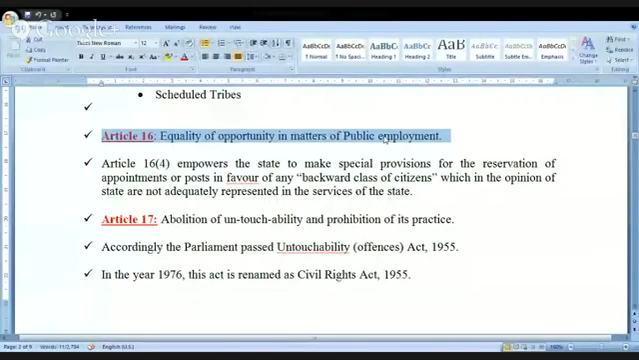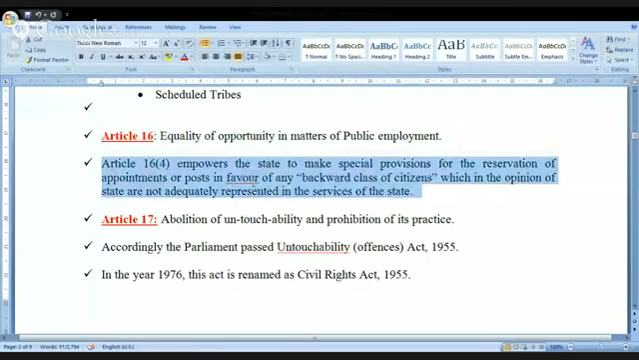This is one. But look at the same article in some other clause, that is Article 16, Clause 4. It empowers the state to make special provisions for the reservation of appointments or posts in favor of any backward class of citizens, which, in the opinion of the state, are not adequately represented in the services of the state. What do you mean by this? Kindly remember this one. When I'm using the word equality of opportunity in public employment, all the people who are appearing for the employment opportunities should be given equal priority.